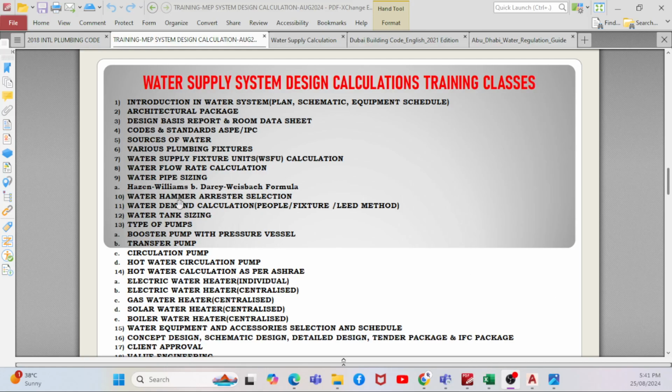After the water compressor, we are going to see the water demand calculation based on three methods. One is the people method, another is the fixture method, and another is the load method. The people method will be very, very simple.